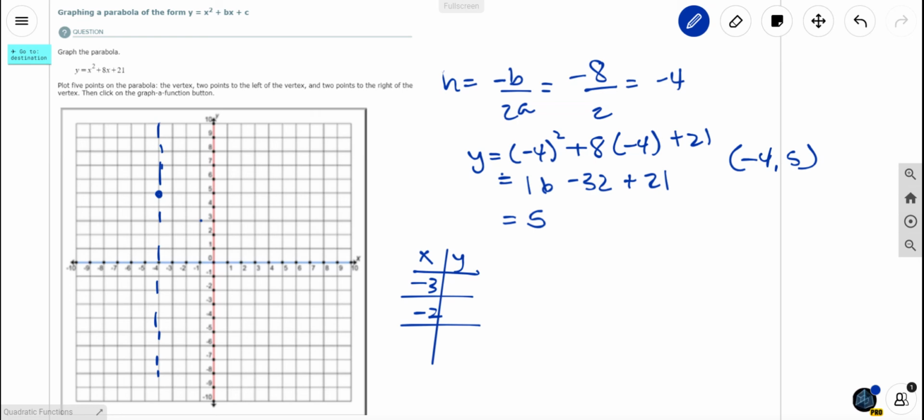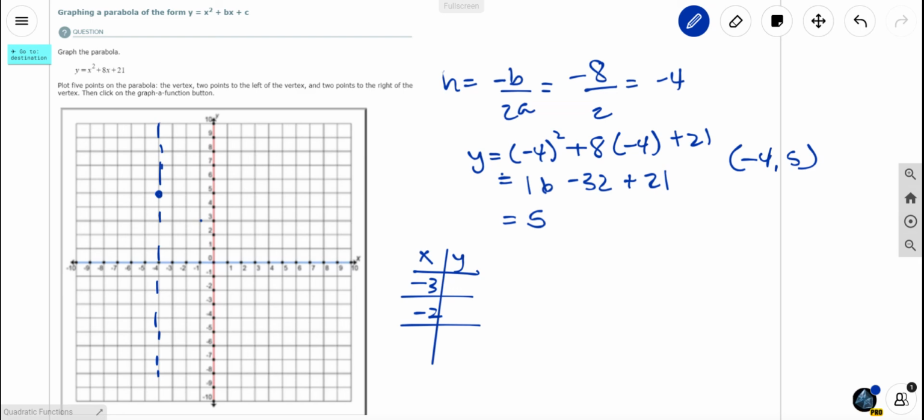I'm going to plug in a negative 2 now. So all I have to do is change this. You could plug in whatever you wanted, right? Like any number of points. You could just keep plugging them in. So that's 9. Negative 2 is 9. Negative 3 is 6. Okay, here we go.